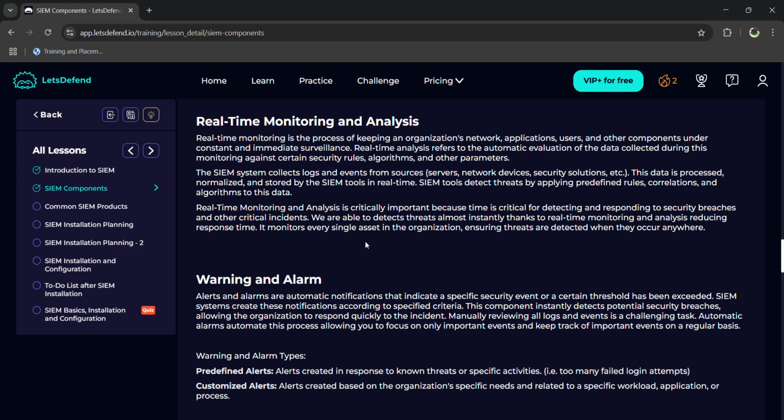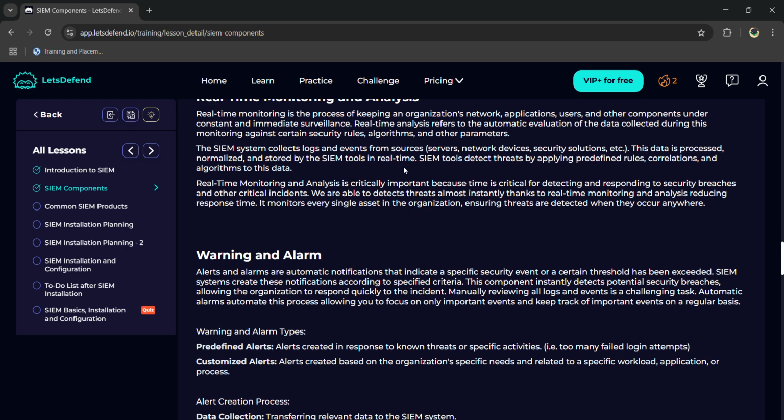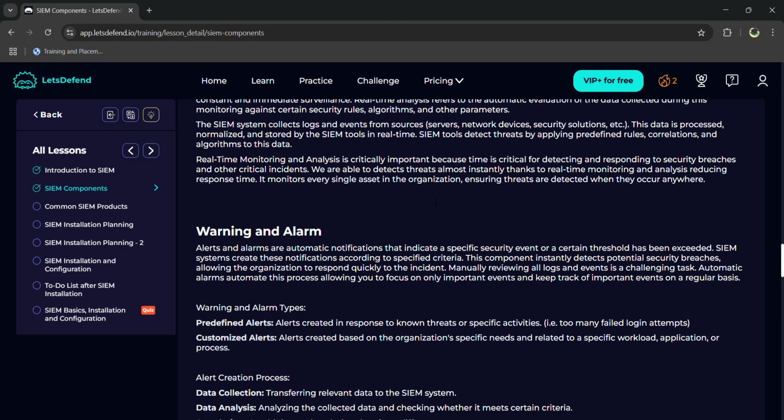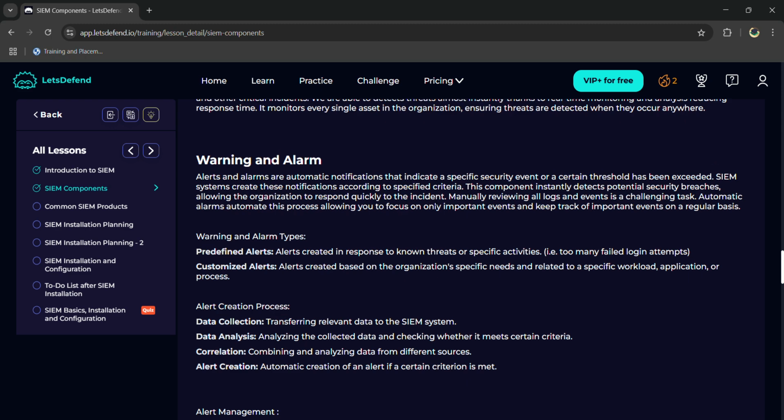Real-time monitoring is the process of keeping an organization's network, applications, users, and other components under constant and immediate surveillance. So SIM collects logs and events from various sources. This could be servers, network devices, security solutions. Then it is processed, normalized, and stored in real time. And SIM tools detect threats by applying predefined rules, correlations, and algorithms to this data.